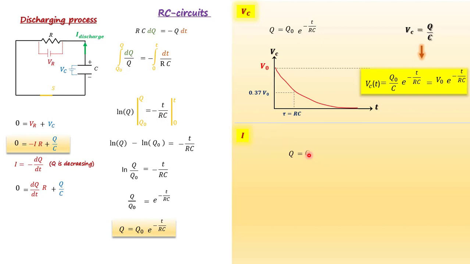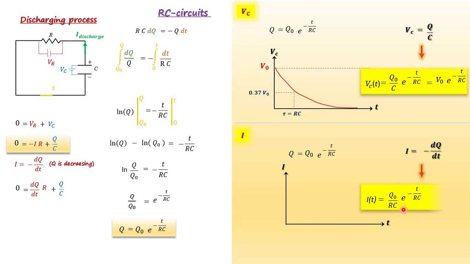For current, start with the main equation. Again, I as a function of time. So now I is minus dq over dt. When you take the derivative of charge with respect to time here, you get I as a function of time. That's Q0 over RC e to minus t over RC. This can be re-expressed as V0 over R, because Q0 over C is V0, times e to minus t over RC. Again, there will be an exponential decrease here.